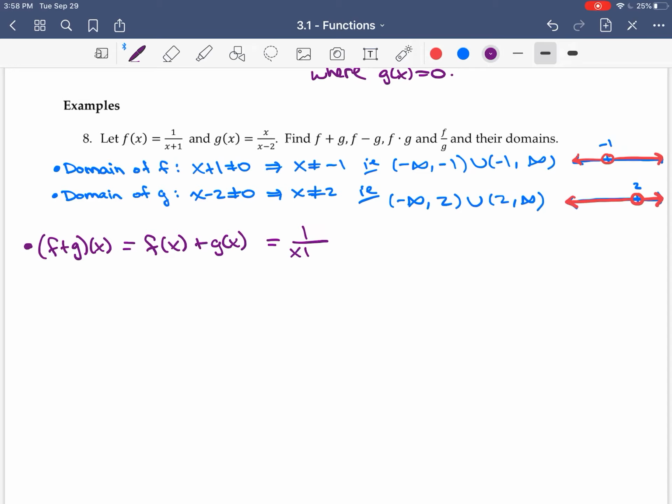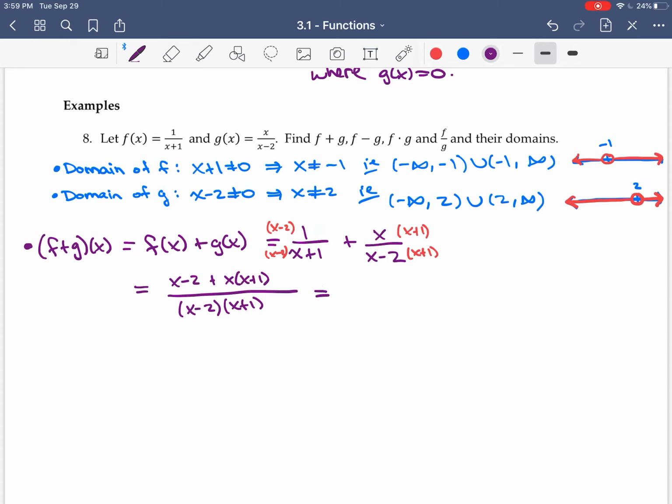So it's going to be 1 over x plus 1 plus x over x minus 2. Now if you want to combine these, you'd have to make a common denominator. So we'd want to multiply this one by x minus 2 over x minus 2, and this one by x plus 1 over x plus 1. That would give us a common denominator of x minus 2 times x plus 1, and we'd have x minus 2 plus x times x plus 1. So we'd have x squared plus 2x minus 2 over x minus 2 times x plus 1.